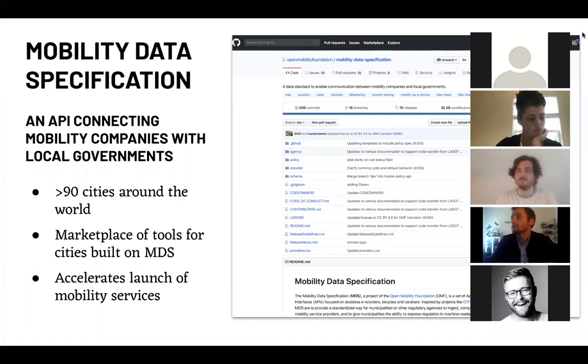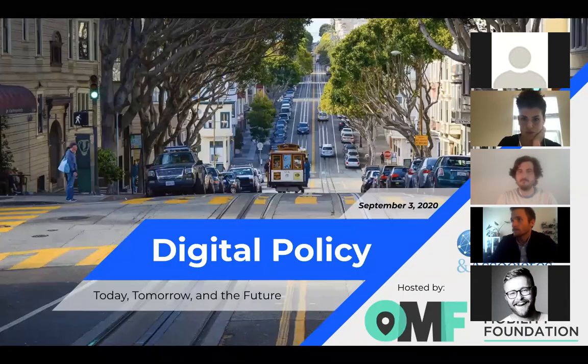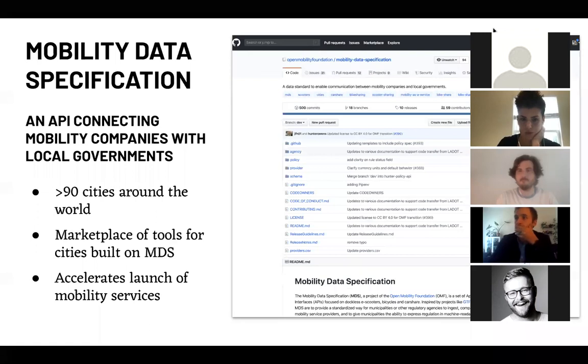Now, MDS is built as a kit of parts. Not every city is going to have the same regulatory structure or priorities, and MDS allows cities to choose from a set of tools the things that work best to fit their local needs. There are three primary components to MDS, and these are the APIs that exist within this kit of parts that we've created. Each one allows cities and providers to communicate in different ways.